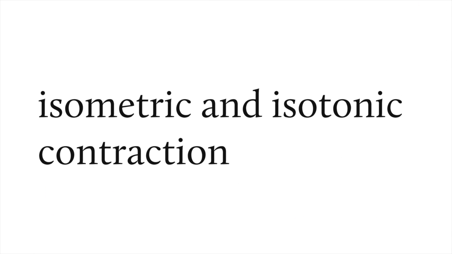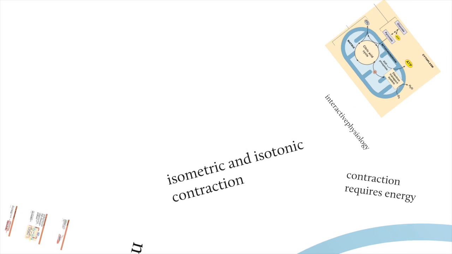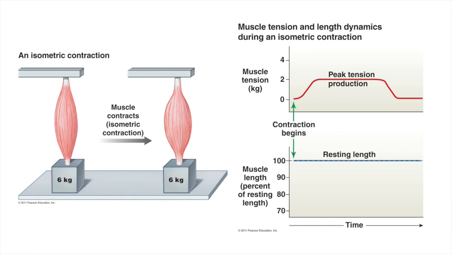There are some different kinds of contraction, isometric and isotonic. So this here is an isometric contraction. When force is generated but the length of the muscle doesn't change, this is an isometric contraction. So you can see it's generating force, but it's not strong enough to lift this weight. So it's producing tension, but it's not changing its length. That's an isometric contraction.